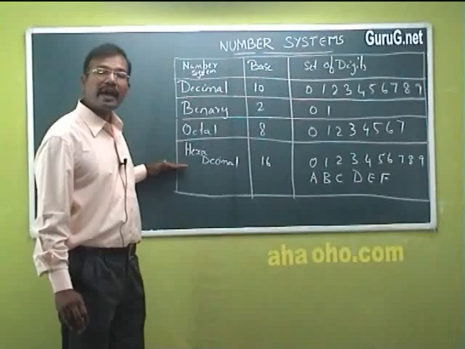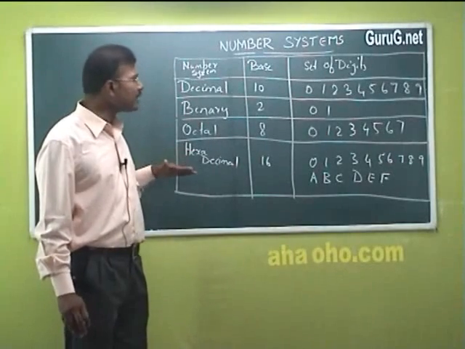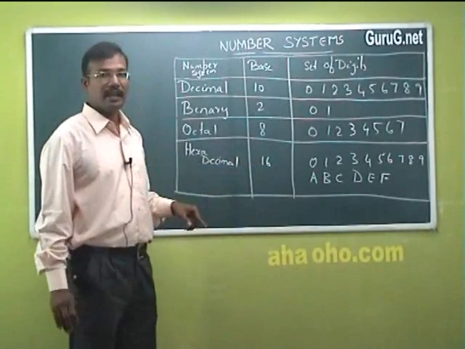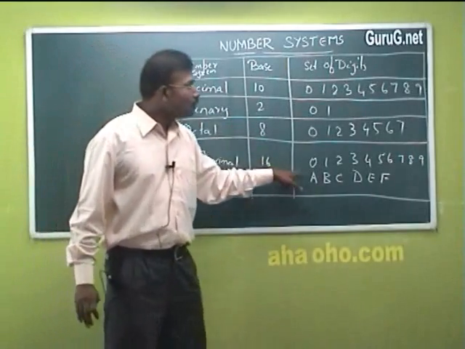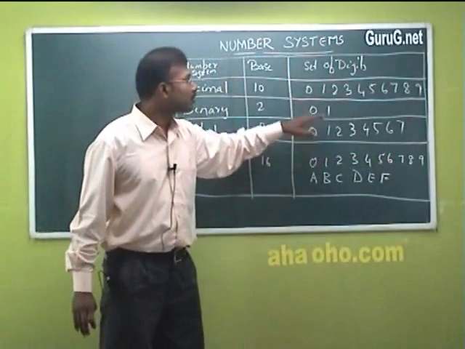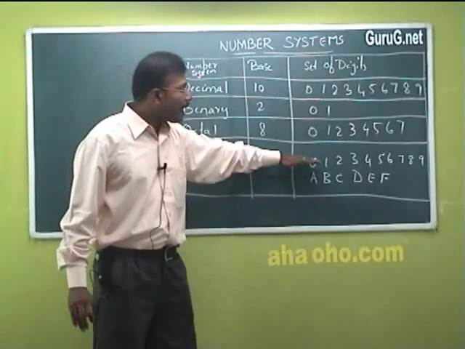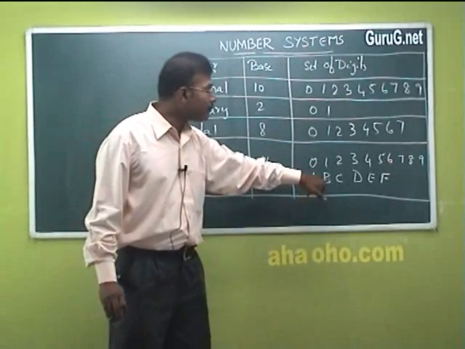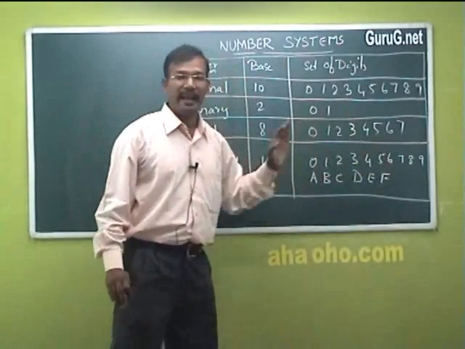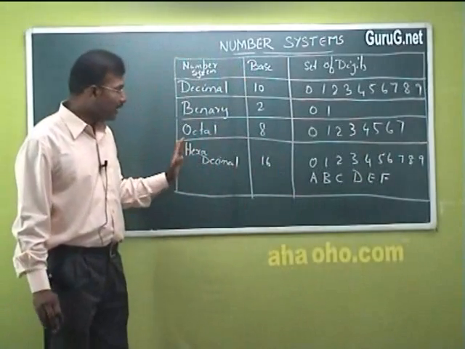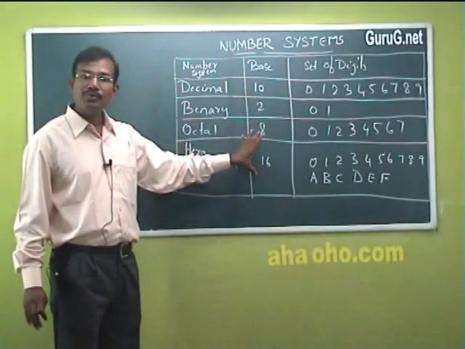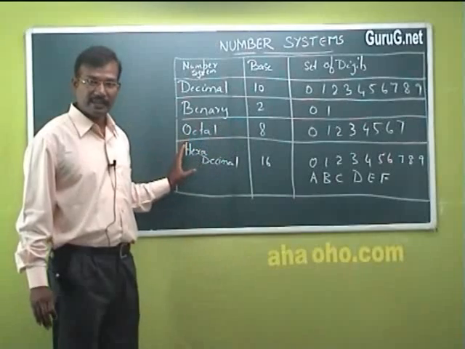Next, coming to hexadecimal. Hexadecimal has base 16, and you can see 0 to 9, the 10 values from the decimal system, are available, and apart from that you have A, B, C, D, E and F. In total there are 16 values which we use to represent a hexadecimal value.